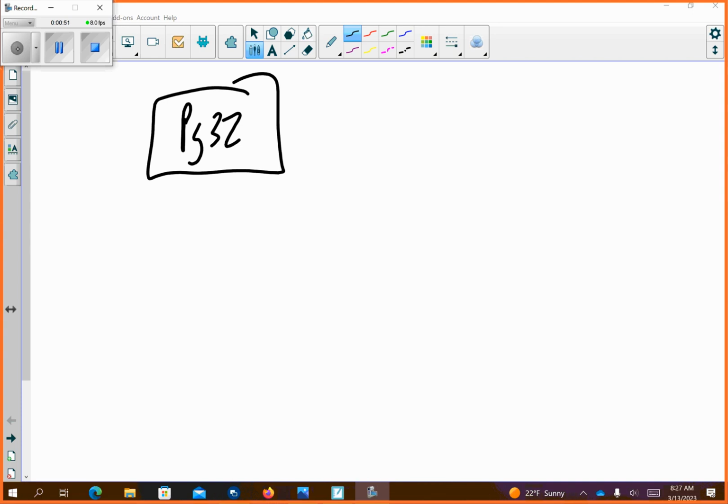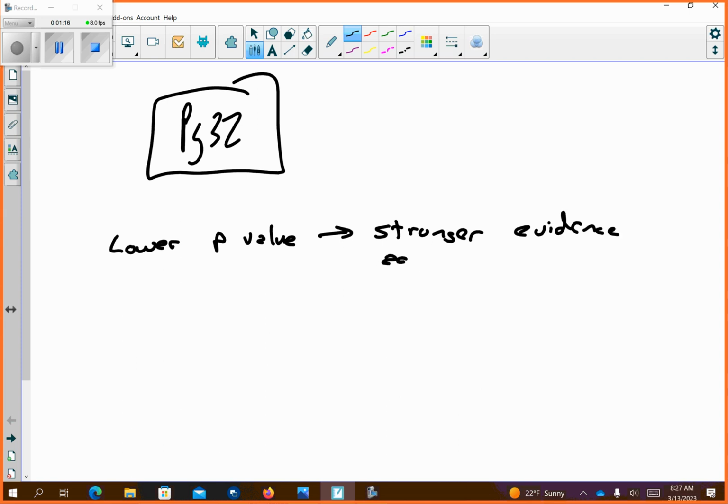So this first statement kind of says quite a bit. It says the lower the p-value, the stronger the statistical evidence against the null. Lower p-value, stronger evidence against the null.